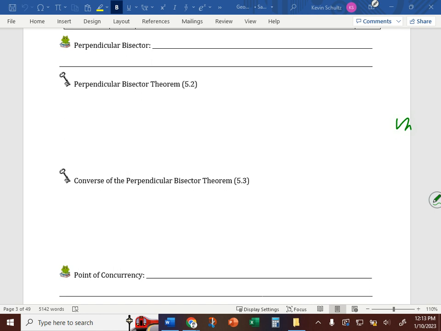That would be an angle bisector we've talked about before. Perpendicular bisector is similar, but a little bit different.